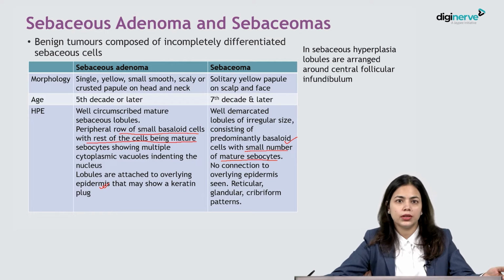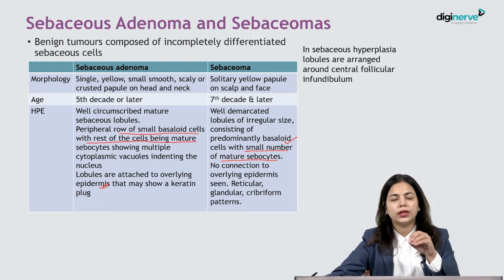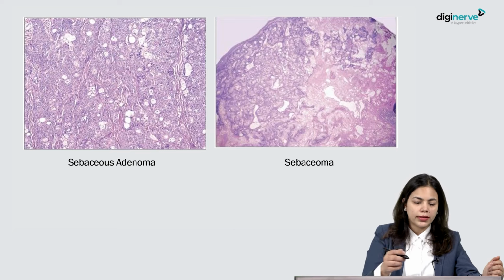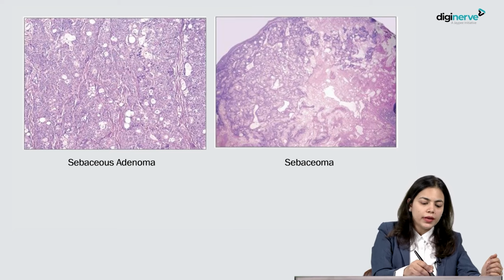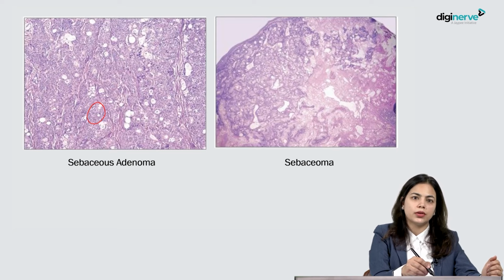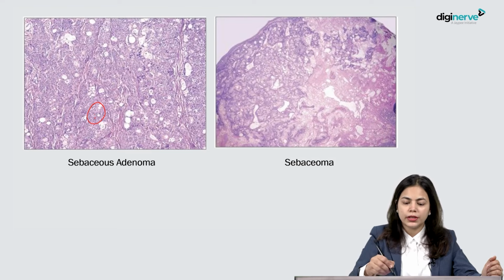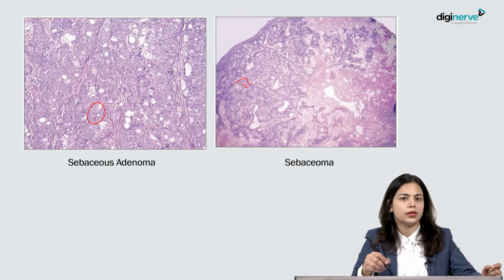Now, there is another terminology, that is sebaceous hyperplasia. In sebaceous hyperplasia, these lobules are arranged around a central hair follicle infundibulum. So, it's easier to differentiate whether we are dealing with just sebaceous hyperplasia or sebaceous adenoma or sebaceoma. So, this is how they look. In sebaceous adenoma, you will have these peripheral palisading basaloid cells, while in the center mainly will be sebocytes. While in sebaceoma, the majority of cells are going to be these darkly blue staining basaloid cells with intermittent sebocytes.